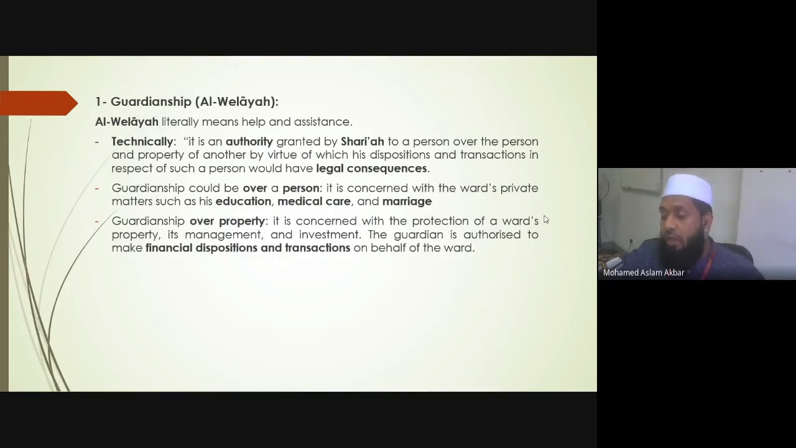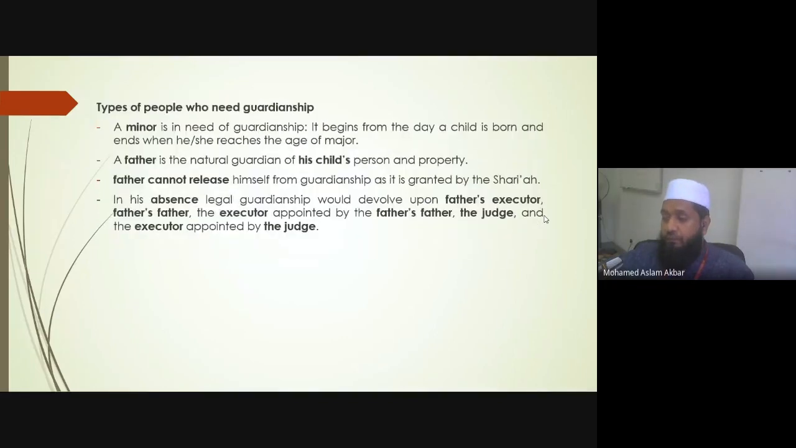All right. Then you have guardianship over property, which is when a property is given to you as a guardian, then you have to take care of that ward. You have to take care of the property management and investment. Also, you have to do the maintenance if there is something to do. And let's say you have to rent it out, or collect the rental, any financial disposition and transaction on behalf of the ward.